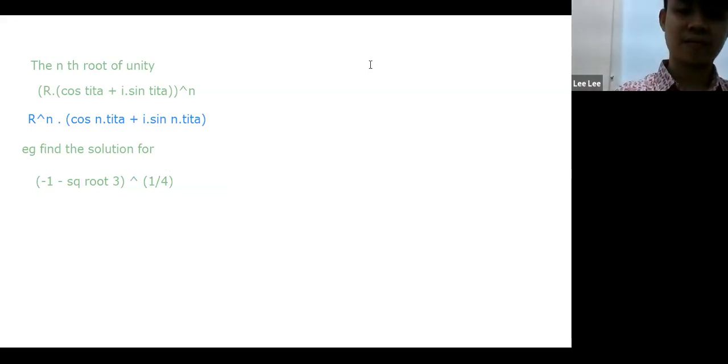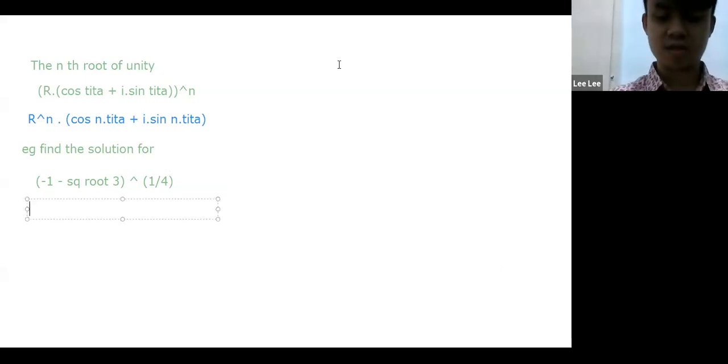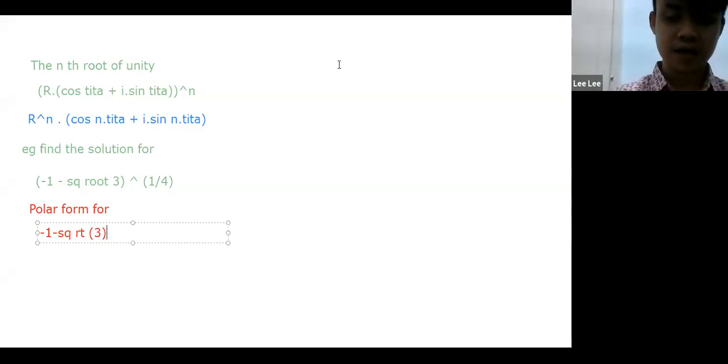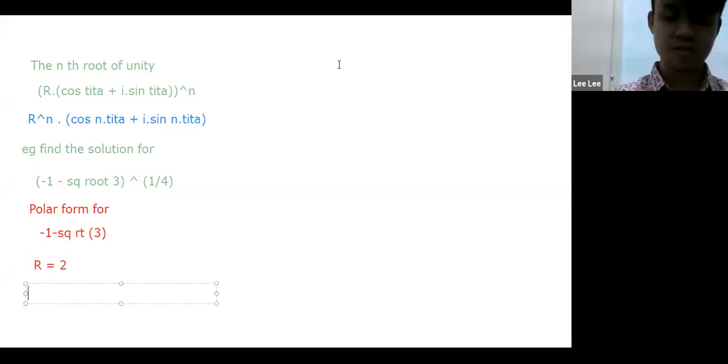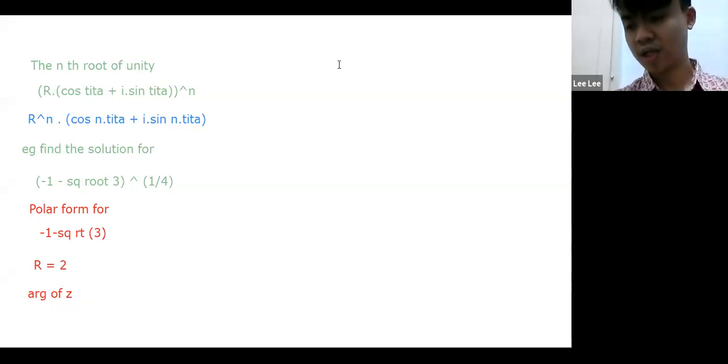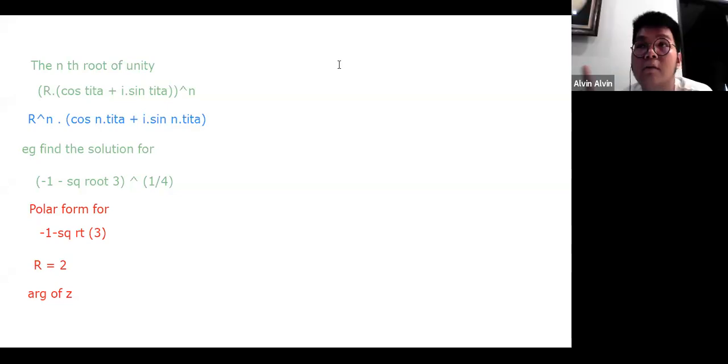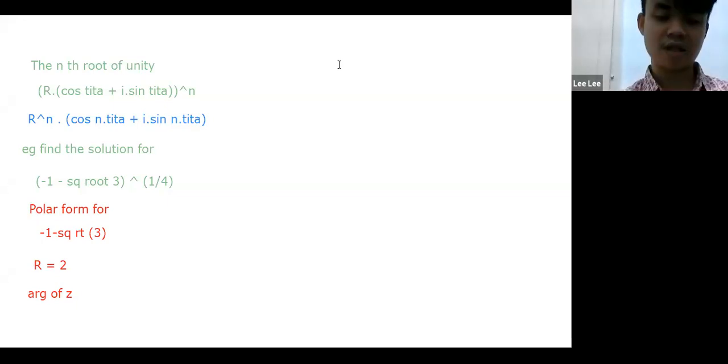So the first step is we find the polar form first, for negative 1 minus square root 3. So the r is equal to 2. Now the argument: the x is negative, the y is negative. So which quadrant is it? Negative, negative, the third quadrant, right?